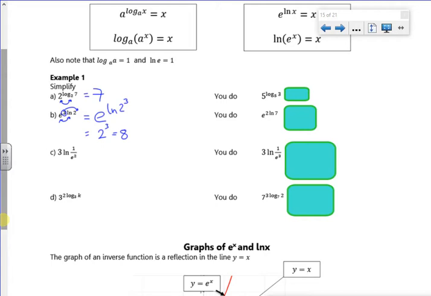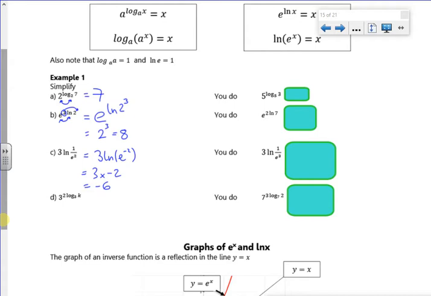There's some there for you to have a go at, and the you do's. Just do them as you go, I'll reveal them at the end of it. So this is 3 ln of e to the minus 2. The ln and e cancel out. So I've got 3 times by minus 2. I've got minus 6. So there's one there for you to have a go at as well.